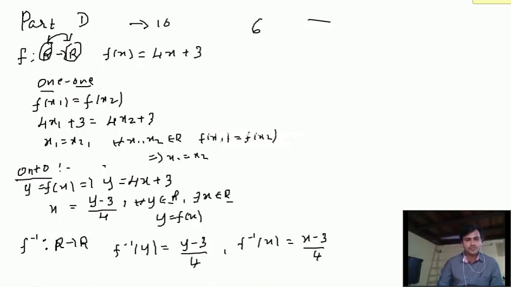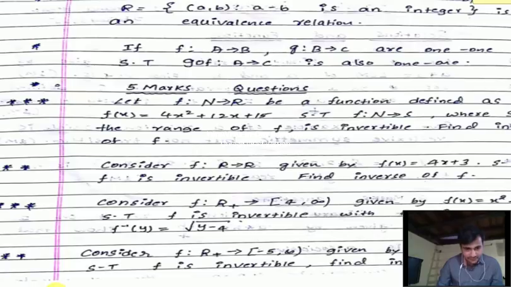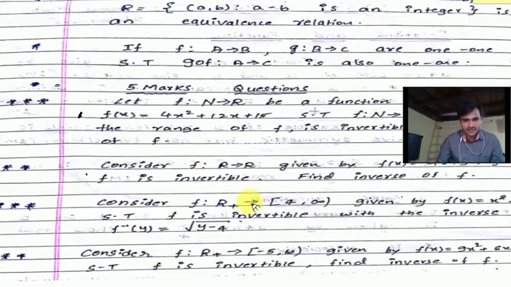In the same manner, you may have problems like f of x equals 4x square plus 12x plus 15, this particular problem. You may also have f from R to R given by f of x equals 4x plus 3, which is already solved. Then you may have f from R plus to 4 comma infinity, f of x equals x square plus 4. Then f from R plus to minus 5 comma infinity, f of x equals 9x square plus 6x minus 5. I can definitely say that if you read these 4 questions, you will get 5 marks very easily.